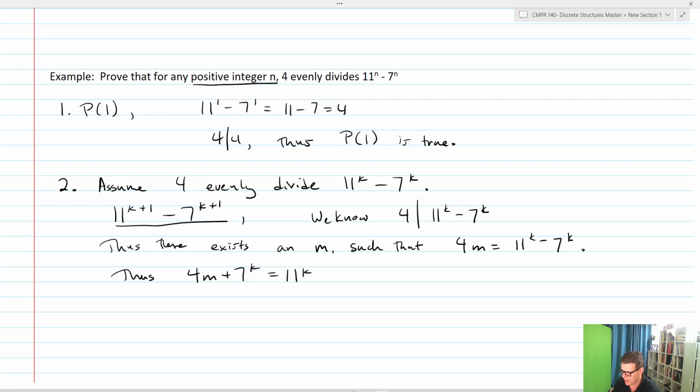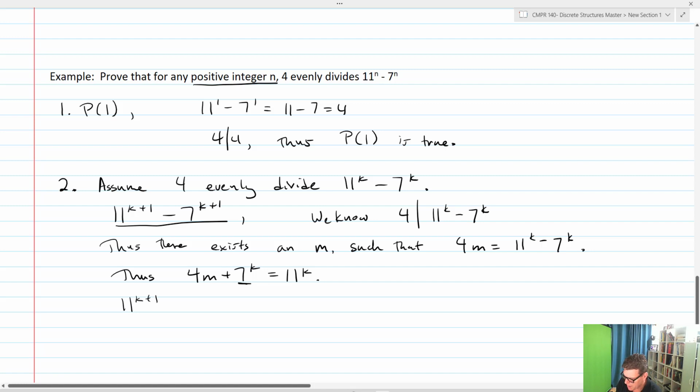11 to the k plus 1, I can actually pull out my 11 to the k and have my 7 to the k. So this is now going to be 11 to the k plus 1 minus 7 to the k plus 1 equals 11 times 11 to the k minus 7 to the k plus 1. And that's going to equal, now I can just substitute in for my 11 to the k. That'll be 11 times 4m plus 7 to the k minus 7 to the k plus 1.